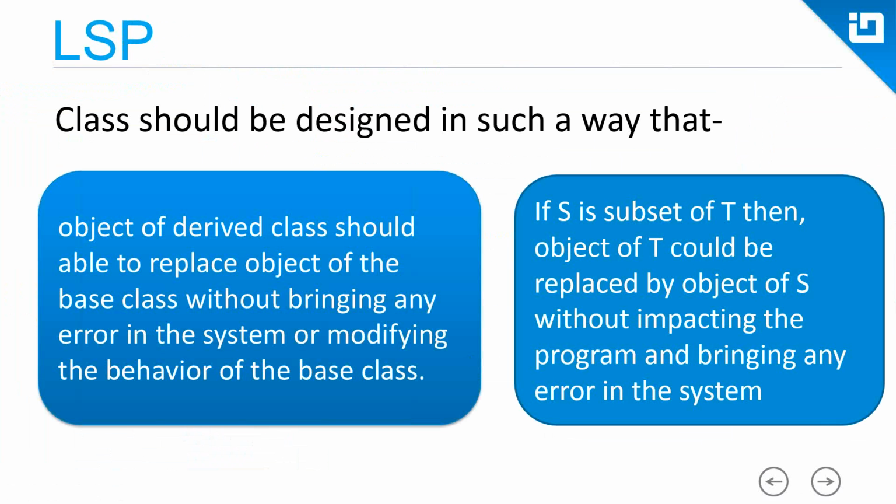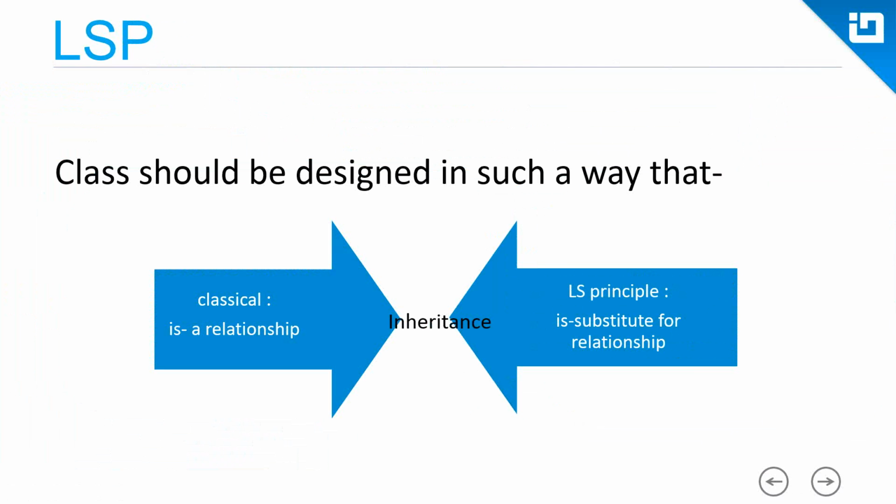Okay guys, so what's happening here is that, let us say you have a parent class and a child class. Then the parent class should be replaceable by the child class without bringing any error in the system. That is LSP. If you go to your classical inheritance definition, you say that it is an "is a" relationship. If you have a rectangle class and a square class inheriting the rectangle class, we'll say a square is a rectangle. The Liskov substitution principle says instead of "is a", we'll say "is substitute for".